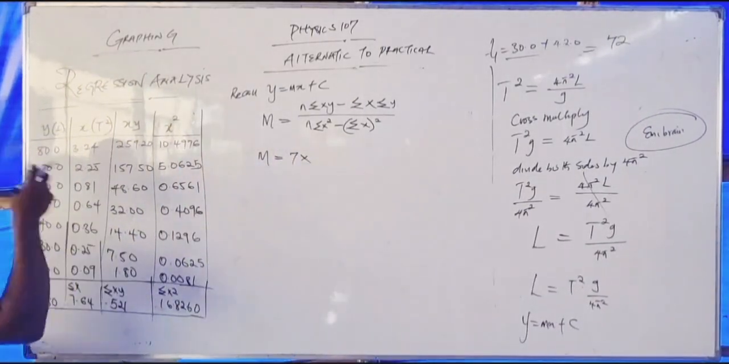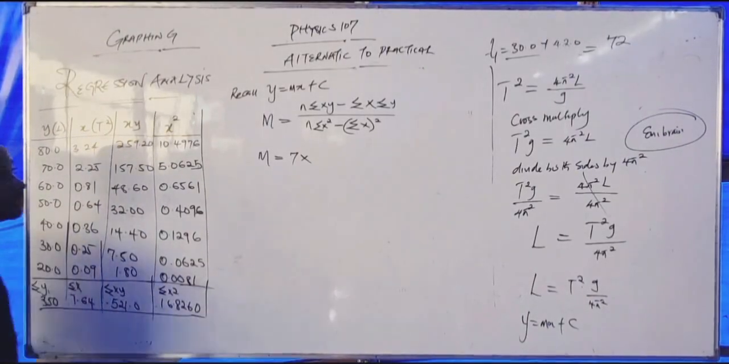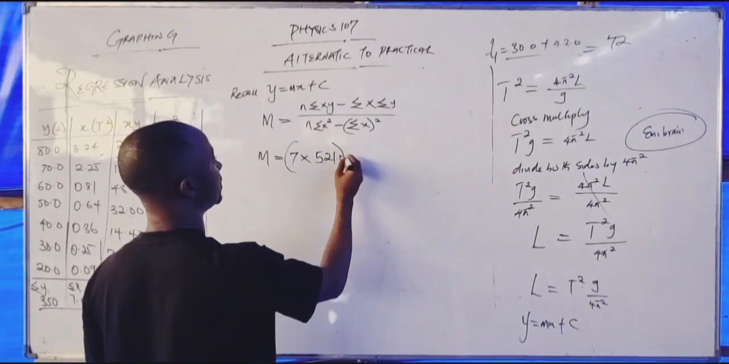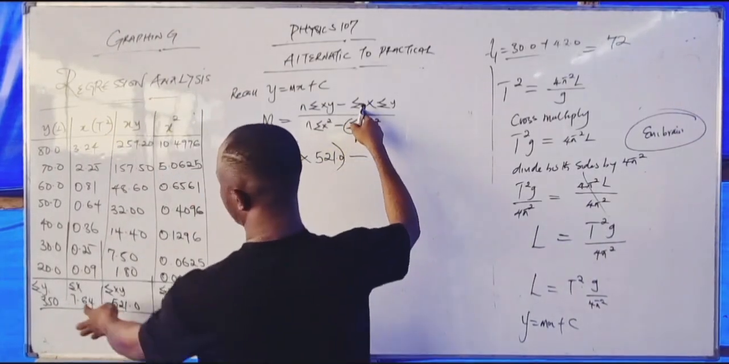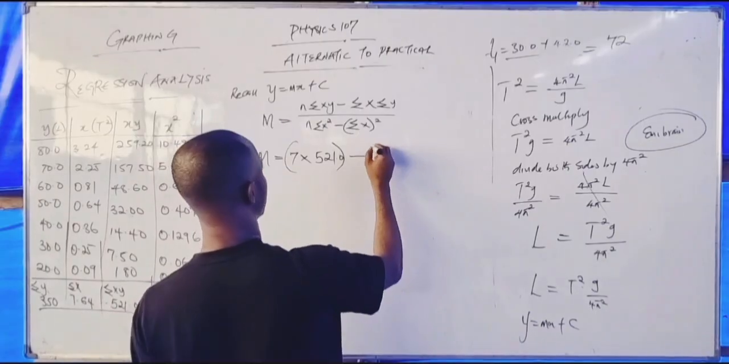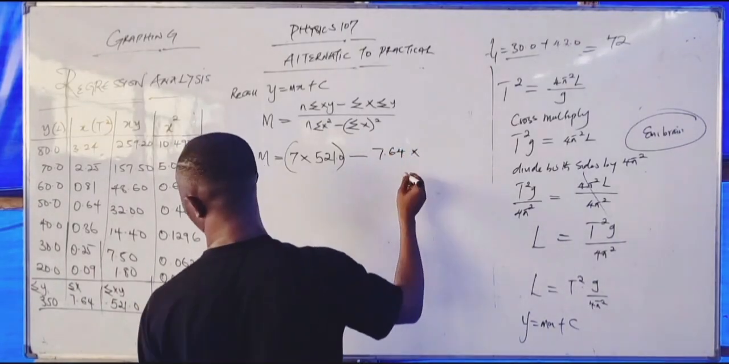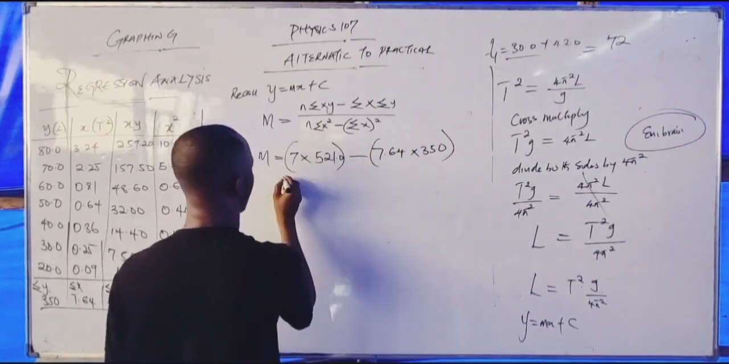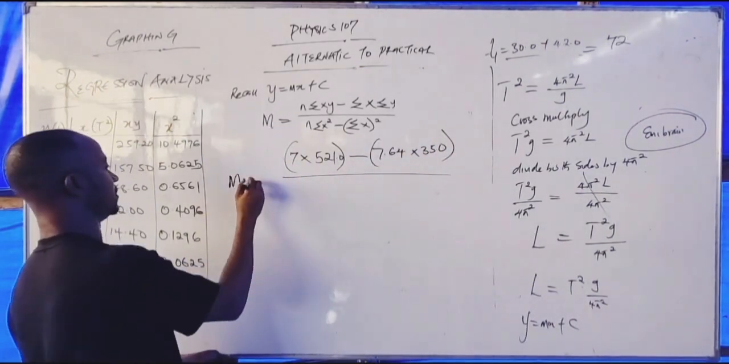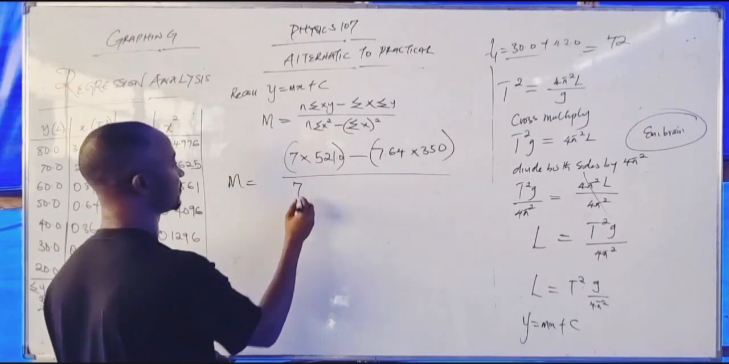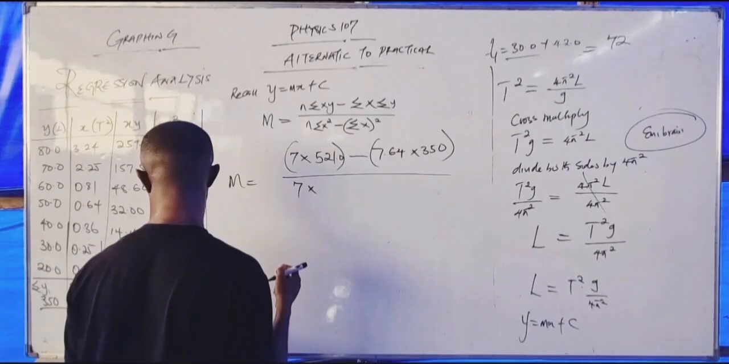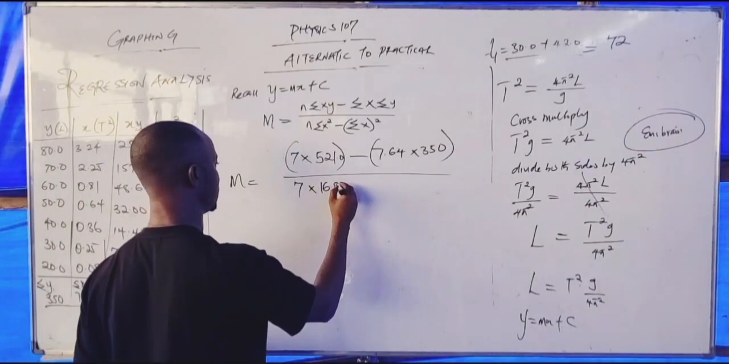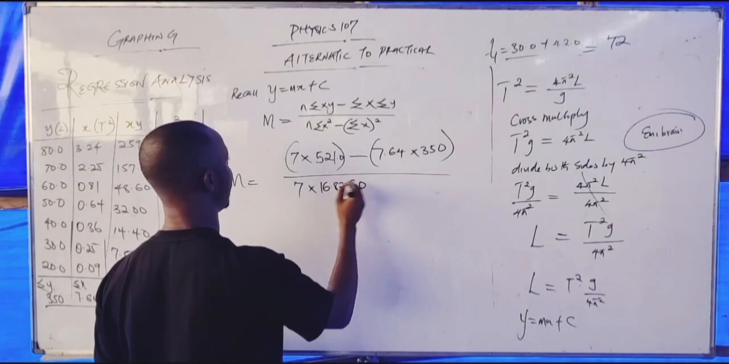Times what is sum of xy? 521.0. Okay. The minus sum of x is what? Sum of x is 7.64 times what sum of y? 350. Sum of y, right? Okay. All divided by, what's our N again? 7 times what is sum of x squared? 16.826. Are you following?